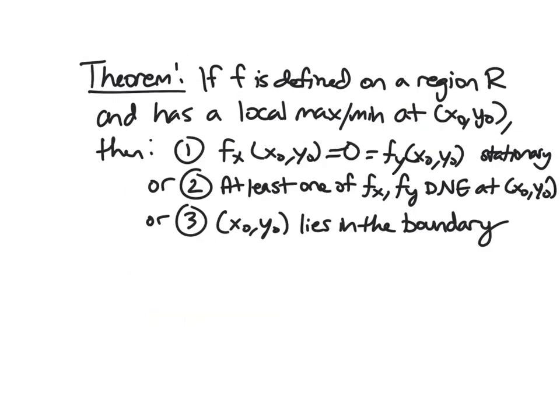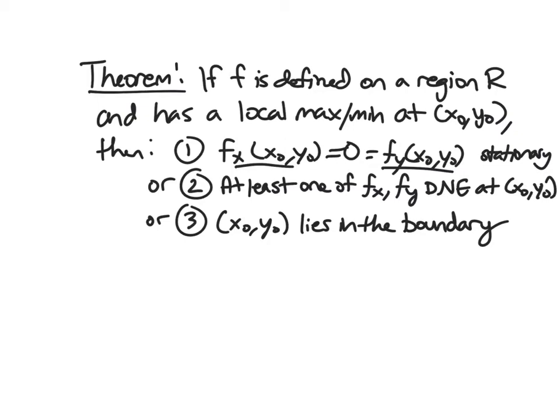Okay, so here is our analogous result to the second theorem we talked about, right? So if we're defined on some region R, don't have to be continuous necessarily, and we have a local max or min at the point x naught, y naught, then either it's at a stationary point, which in this case will mean that both partial derivatives are 0. So that's our analog of just having derivative be 0. The second case is that at least one of these partials does not exist. That would be kind of your sharp point kind of thing.